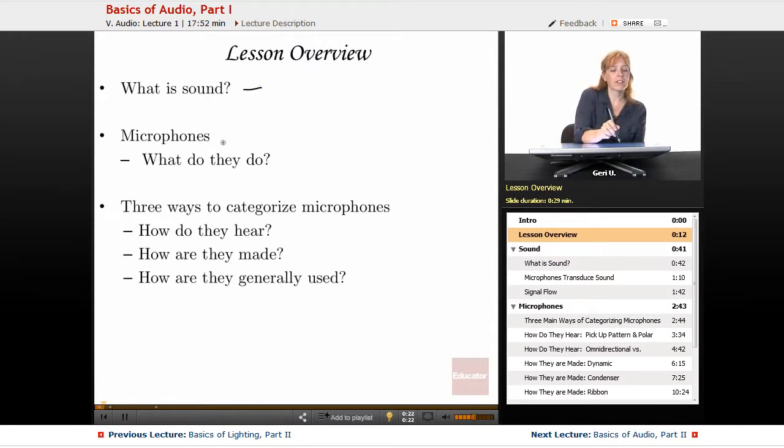We're also going to discuss microphones and what they do. Then we are going to define 3 ways to categorize our microphones so we can better use them. We're going to talk about how they hear, how they are made, and how they are generally used.